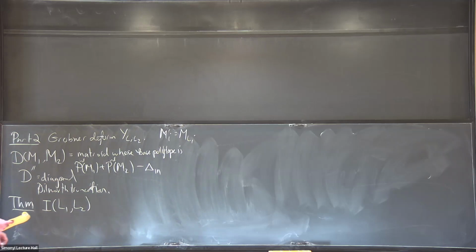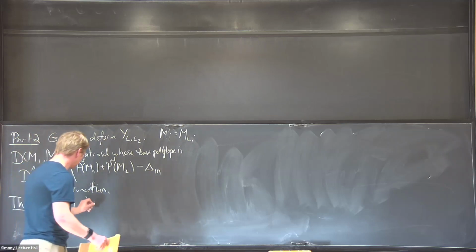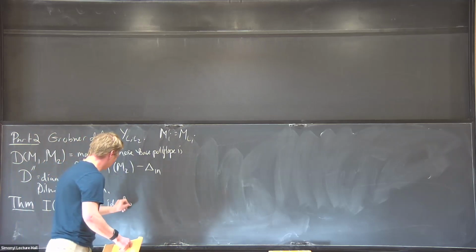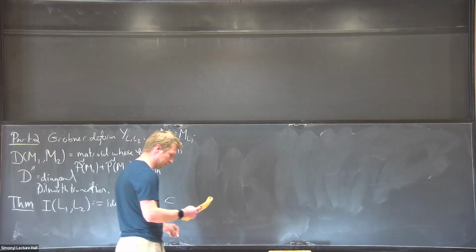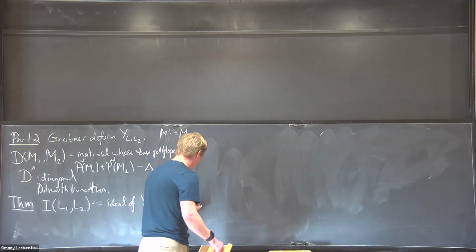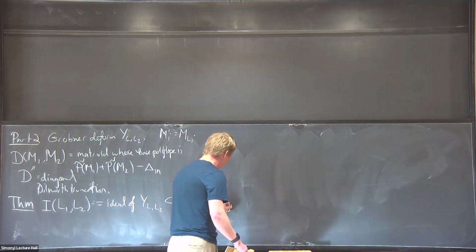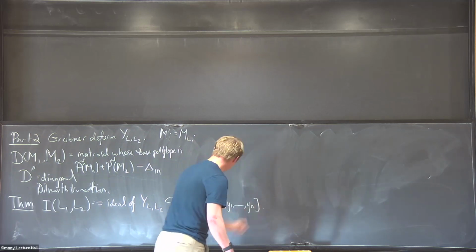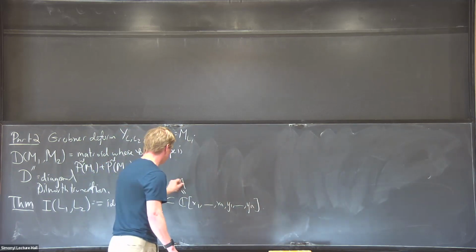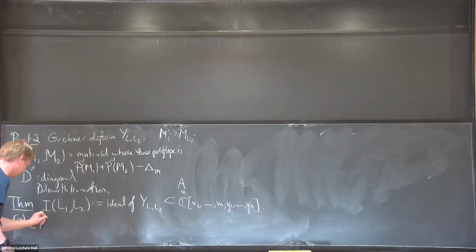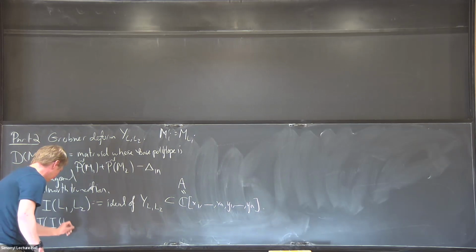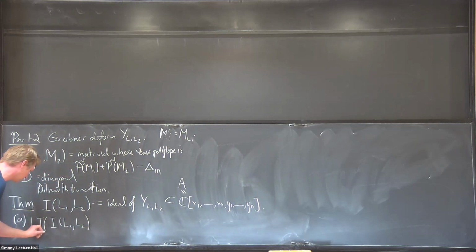Okay, so this is the ideal I of L1, L2, which is going to be some ideal inside of a polynomial ring in two sets of variables. I'll denote this ring by A. Okay, so the first part of the theorem says what the leading term ideal of I of L1, L2 is. And I'm going to use a monomial weight order, W.